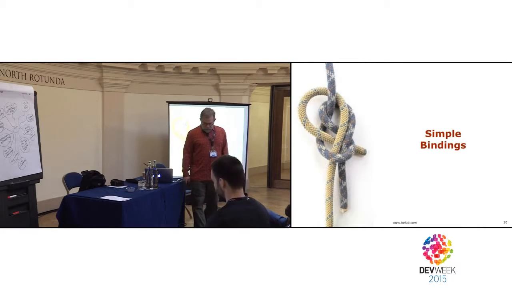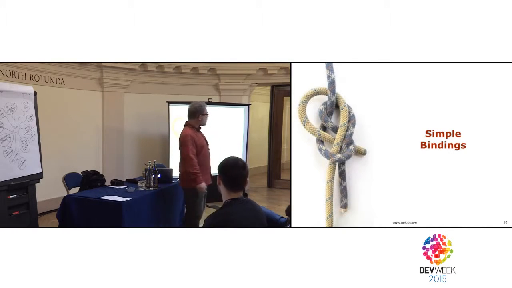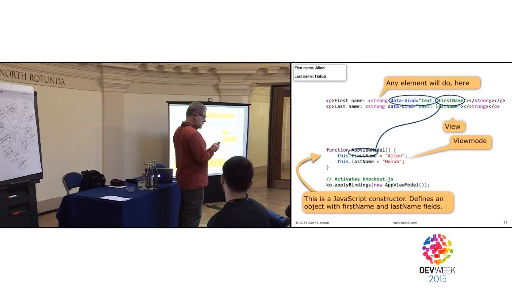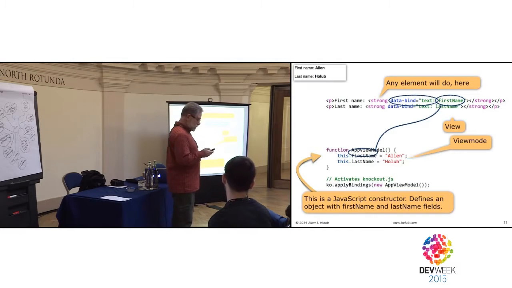Knockout is based on a system of things which it calls binding. Here is the simplest binding in the Knockout world. Here's what we're displaying. This is what you see on the screen. So I've got two simple HTML elements. Inside them is a sub-element. In this case, it happens to be strong, which puts it in boldface. This could be anything, though. This could be a span, it could be a div, it can be anything you want. Any HTML element will do.